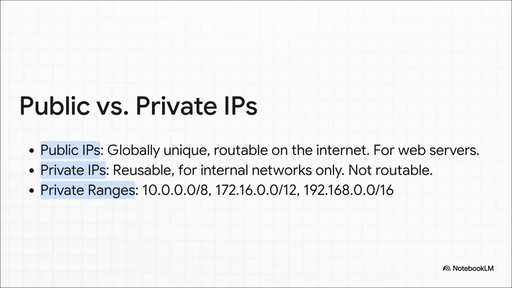It's also super important to know that not all IP addresses are created equal. The addresses you use inside your company, for your laptop, your printers, your internal servers, those are private IPs. You'll see them in those common ranges like 192.168. They are not allowed on the public internet. For anything to be reachable from the outside world, like your company's website, it needs a public IP address. That's a globally unique address that you get from your internet provider.